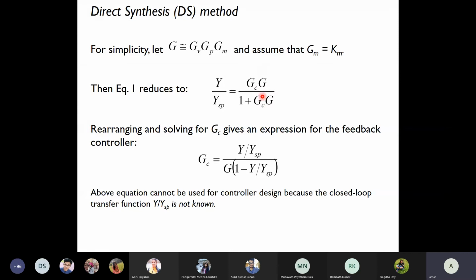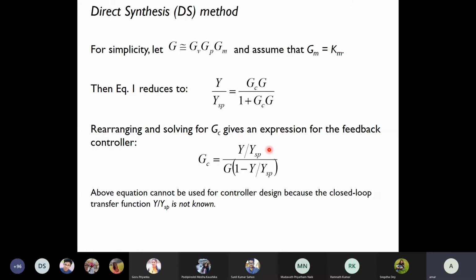Now in this, I can find out the expression for GC from this equation, which will be Y by YSP over G times 1 minus Y by YSP. Now from this equation, if I know Y by YSP and G, I will have a controller equation directly. So I can synthesize the controller equations directly from the process model itself, provided I know what is Y by YSP.